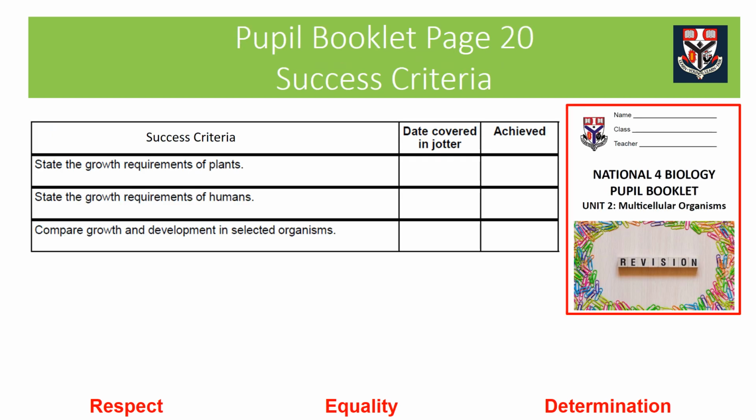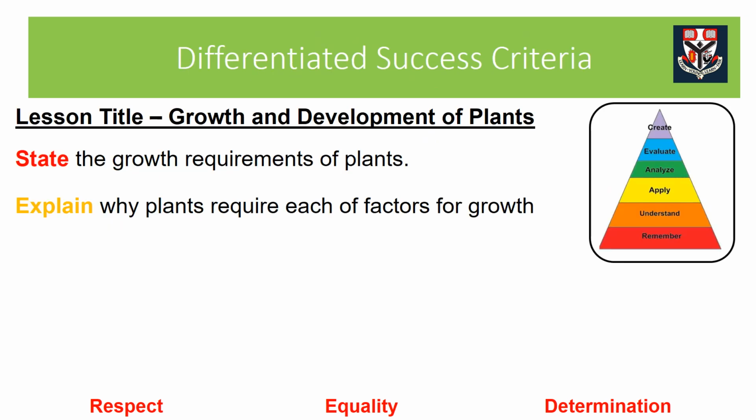From page 20 of your pupil booklet, we're going to be focusing on the success criteria as detailed on the screen in front of you. If we look at the success criteria in a little bit more detail, we can differentiate it into two statements. First of all, you need to be able to state the growth requirements of plants and then explain why plants require each of the factors for growth.